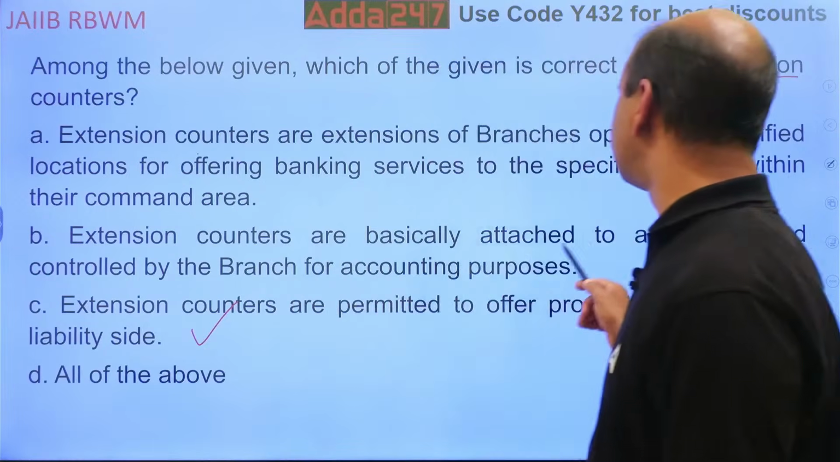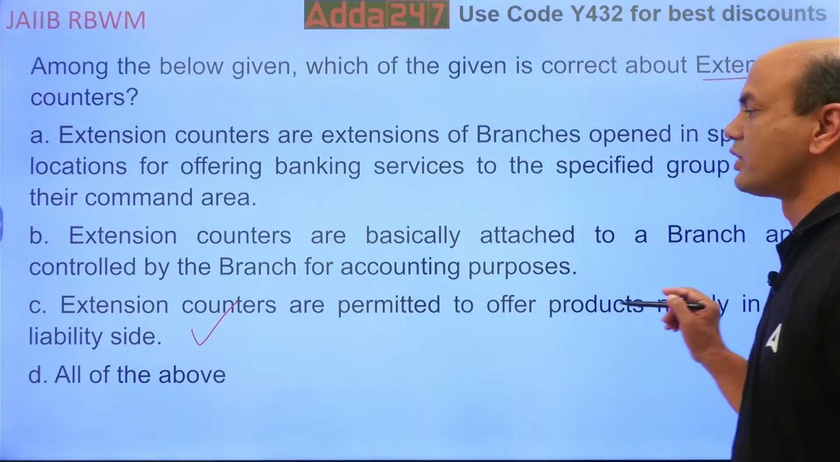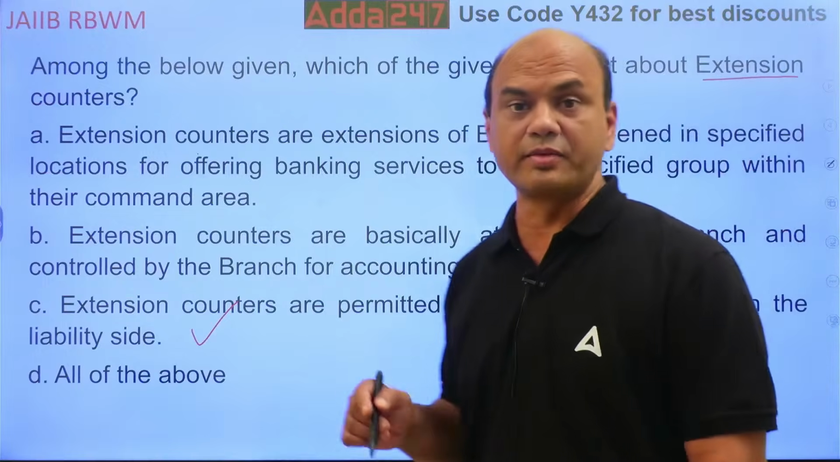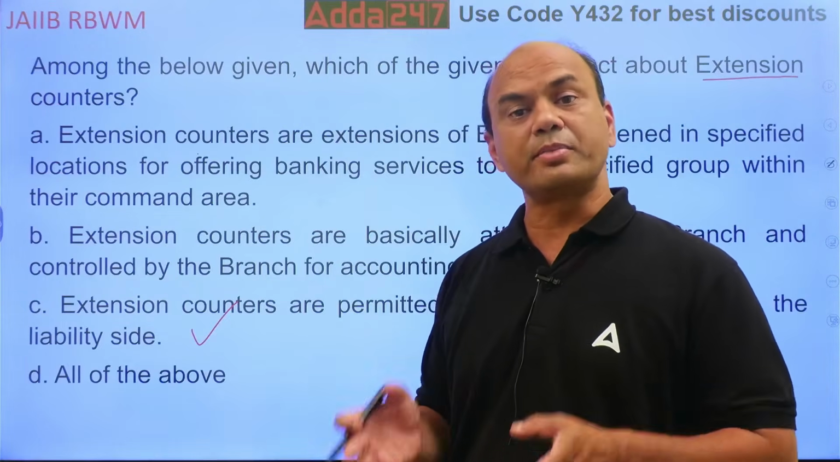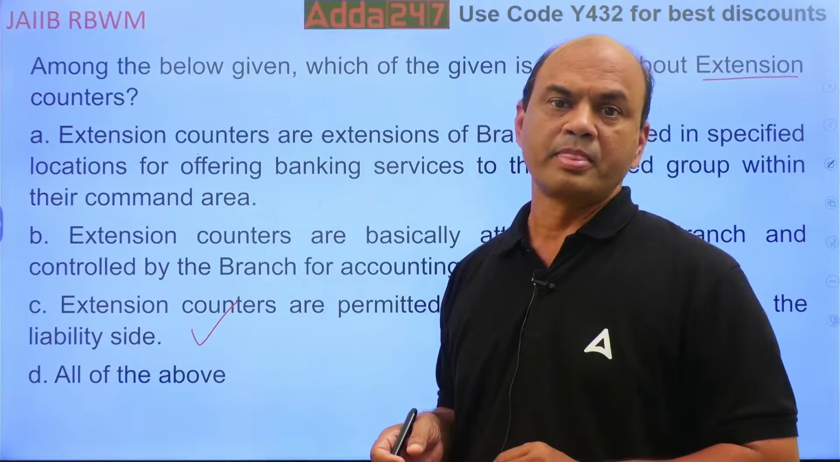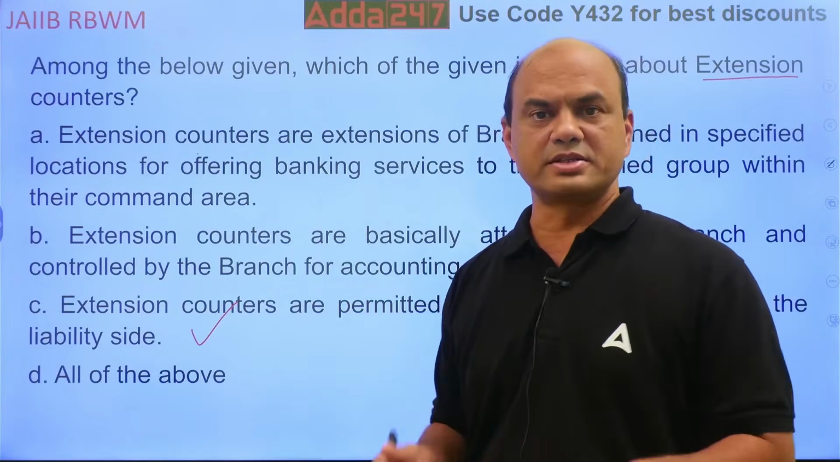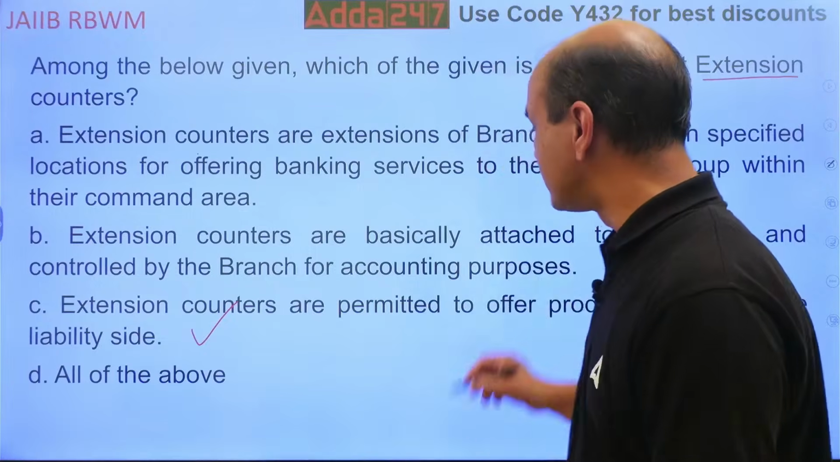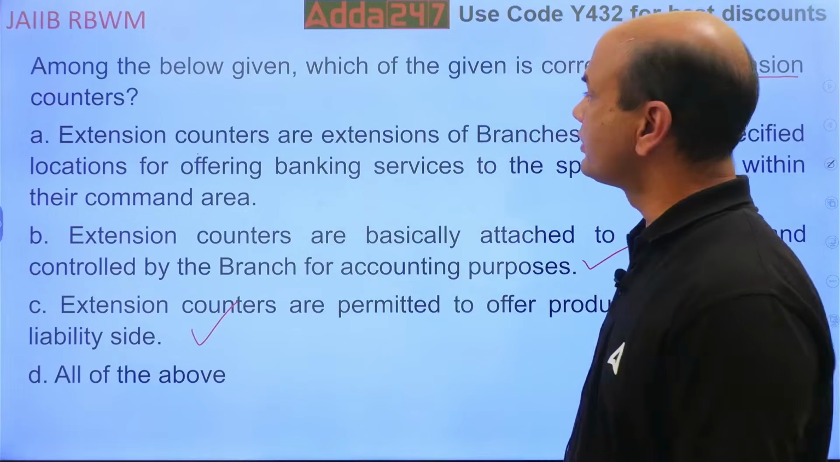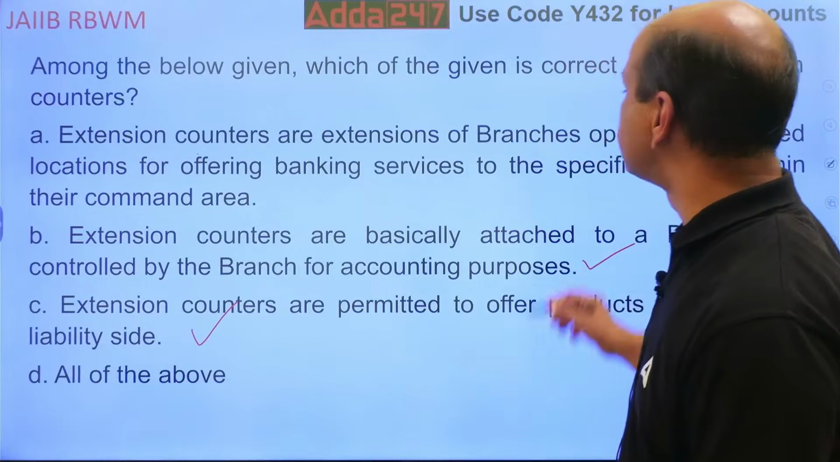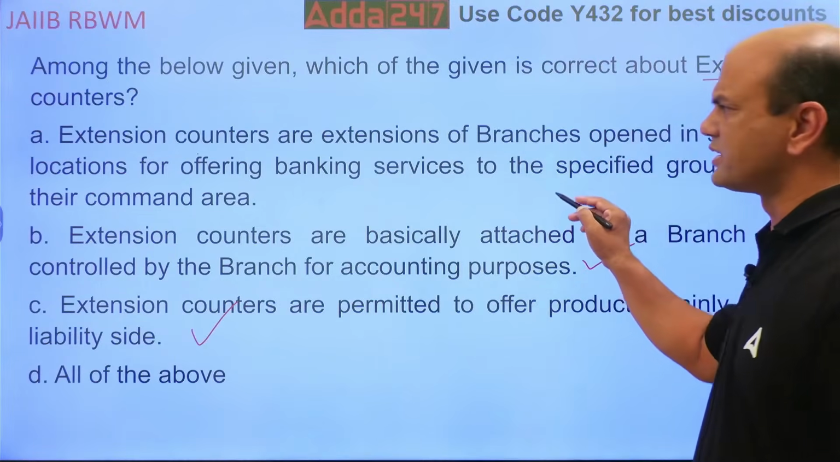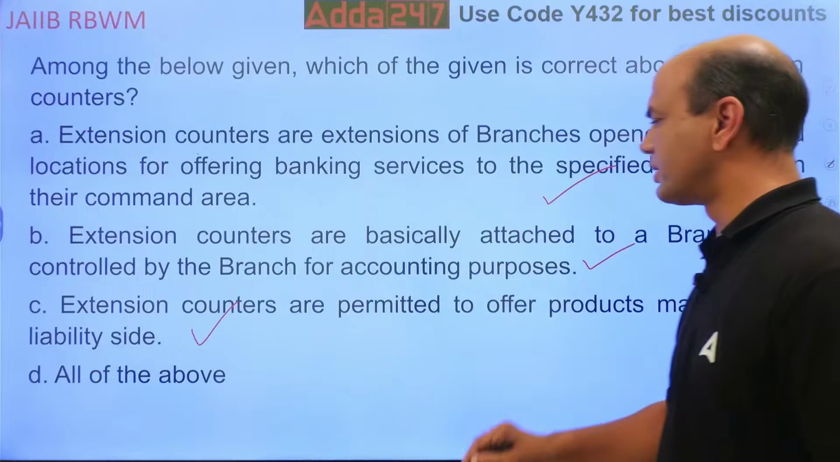Extension counters are basically attached to the branch and controlled by the branch. So that is also right, because after all, this extension counter is a part of the branch only. Its full net profit and net loss is ultimately transferred to the branch. So that is also true. Extension counters are extensions of the branches opened in specified locations. So this is obviously true. So all of the above is the answer.